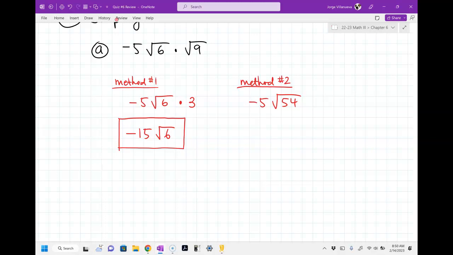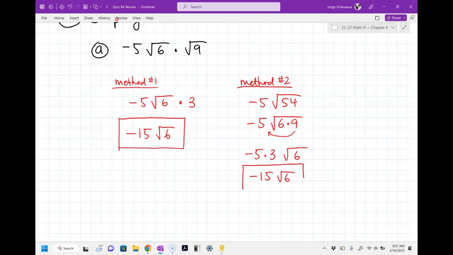Now, if you do that, at this point you're going to say, okay, I've got to break apart 54 into 2 numbers that multiply to 54, and one of them has a square root. Well, surprisingly, it's 6 times 9, the things we just multiplied. Or maybe I should say, not surprisingly. So the square root of 9, we know is 3. So that's negative 5 times 3 square root of 6, which is negative 15 square root of 6.